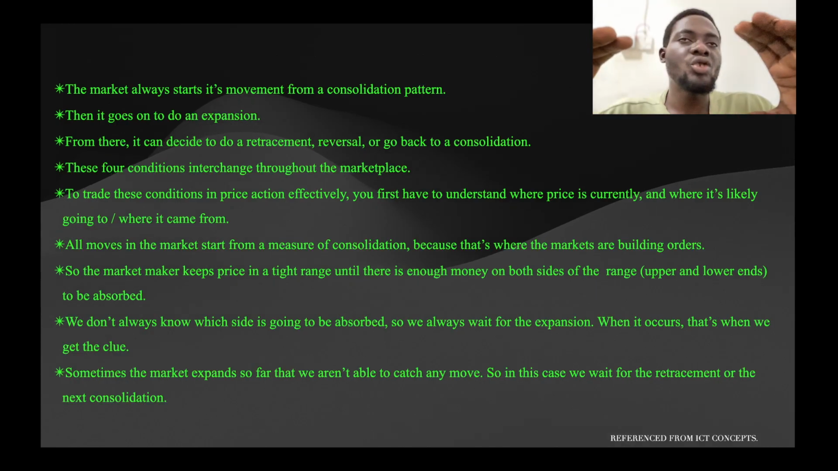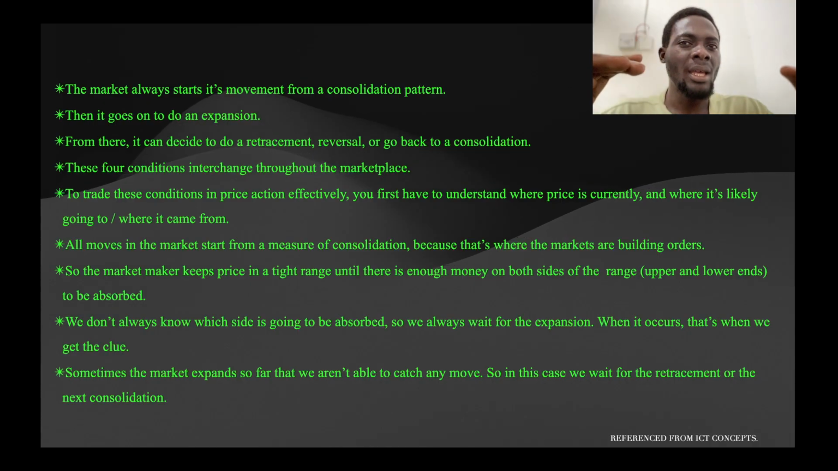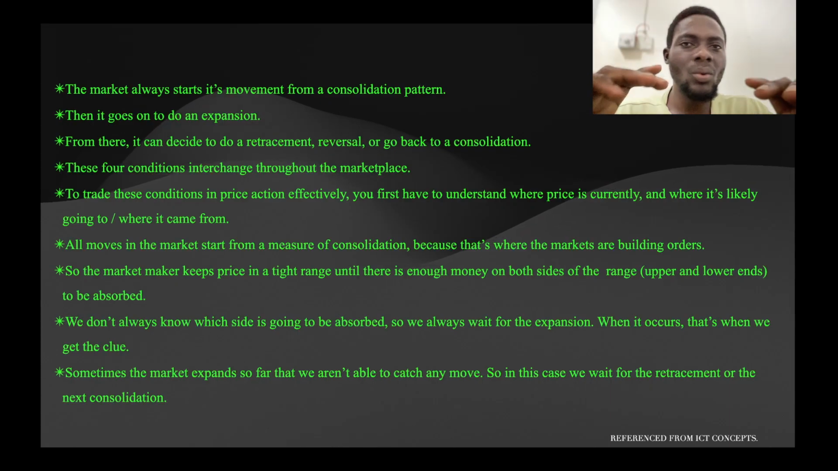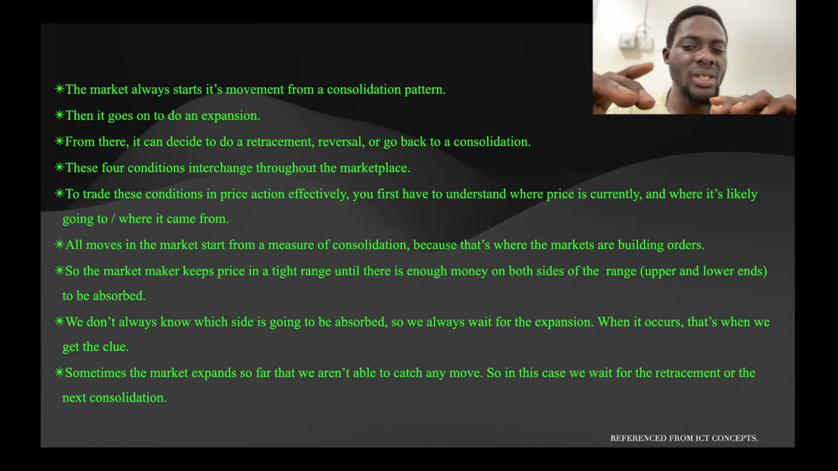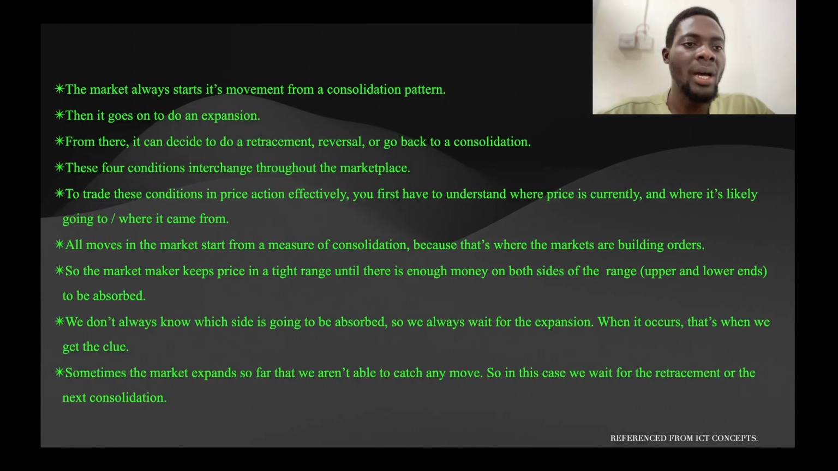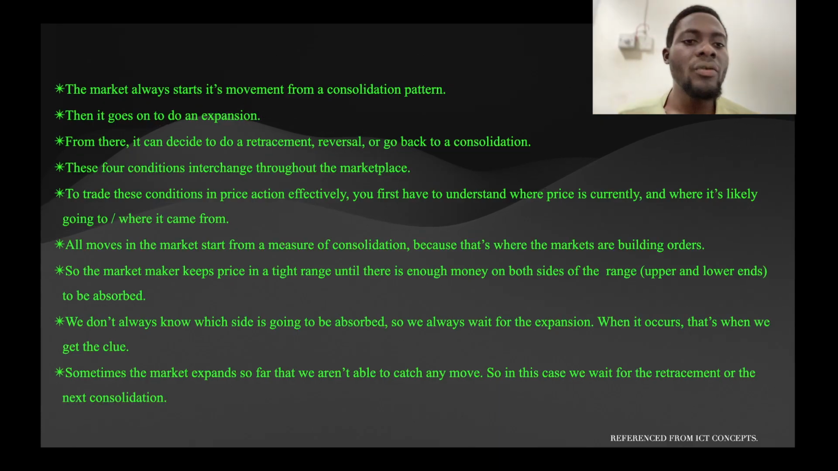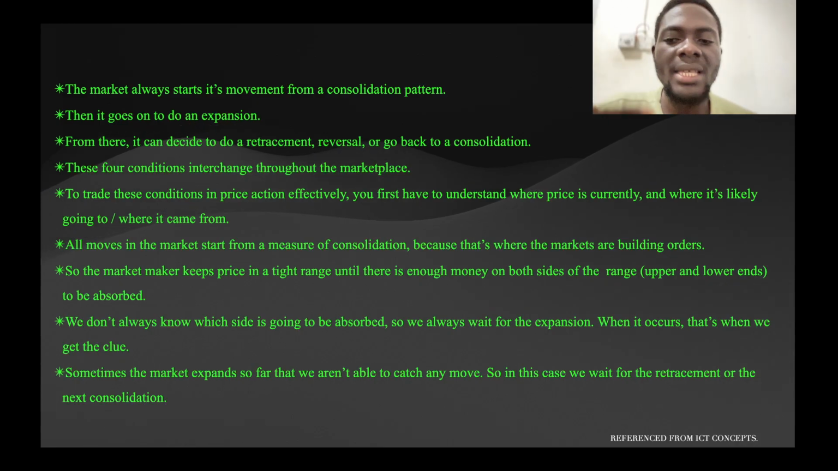If you compare yourself to new traders, you are going to see that he doesn't understand when the market is consolidating. You get it? He doesn't understand when the market is reversing or doing a continuation pattern. But if you understand these things effectively, it's going to give you an understanding of where price is likely going to go next. So all moves in the market start from a measure of consolidation, because that's where the markets are building orders. The market makers are building orders.